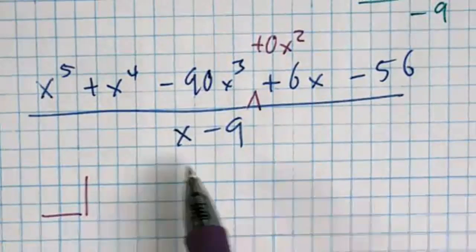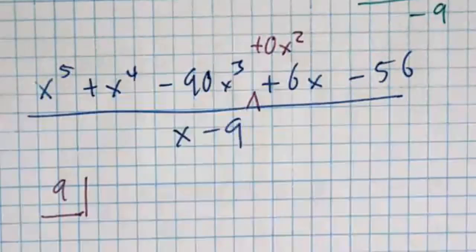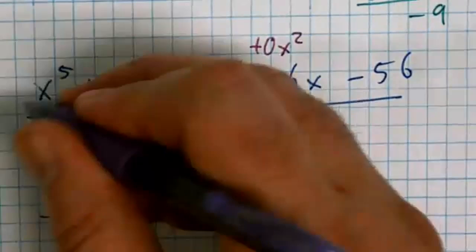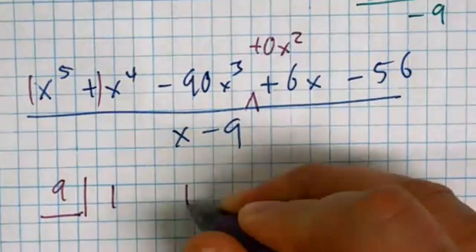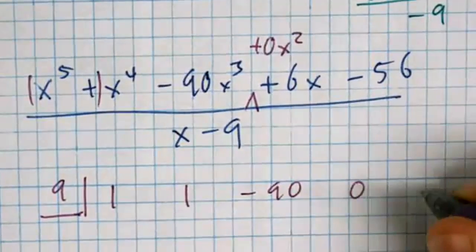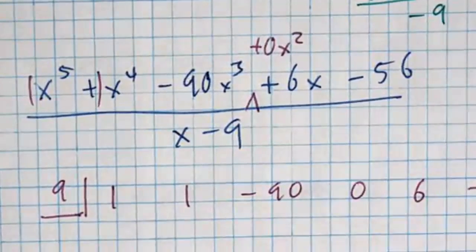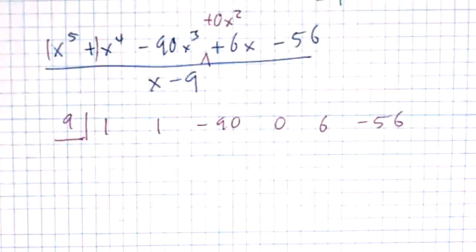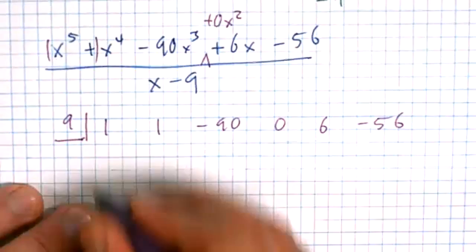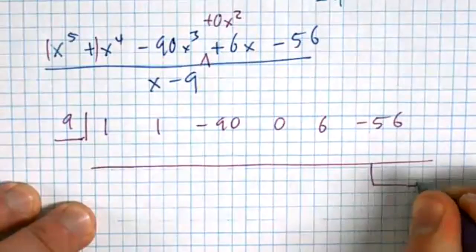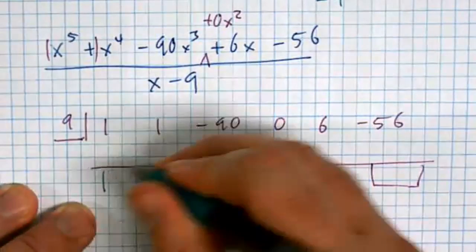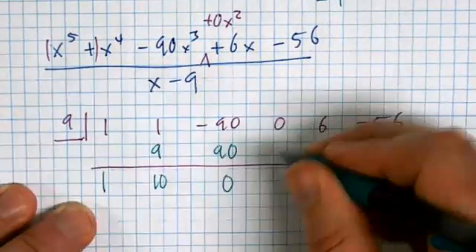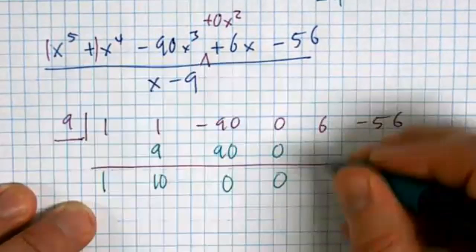Are you all comfortable looking at this x minus 9 and just throwing that positive 9 straight into the box there? That works for you. My coefficients are 1, 1, negative 90, 0, 6, and negative 56. And go ahead and work it out. Let's see what we get. Ooh, like all those zeros.